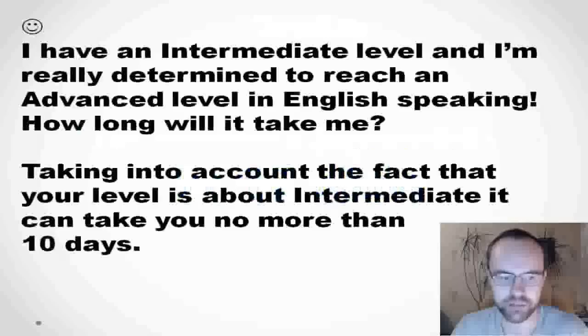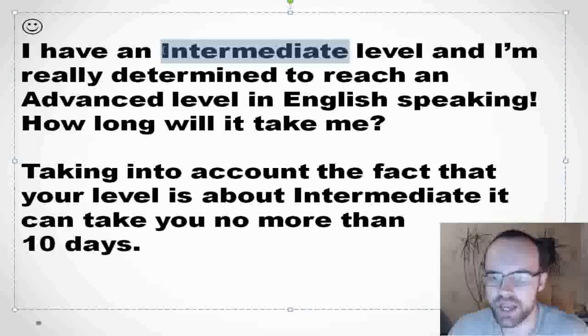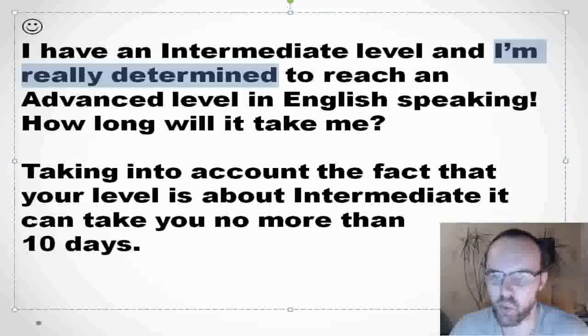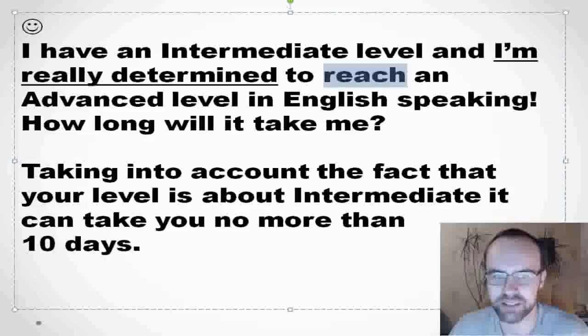I hope so, okay? So I have an intermediate level and I'm really determined to reach an advanced level in English speaking. So intermediate, you know that it means middle, and I'm really determined, a nice phrase for speaking. It means that I really want it, I'm really serious about it, I'm really determined to reach or to have an advanced level in English speaking, okay? And so I have a question, how long will it take me? So really, how long? A week, 2 weeks, 1 month, 2 months or more?